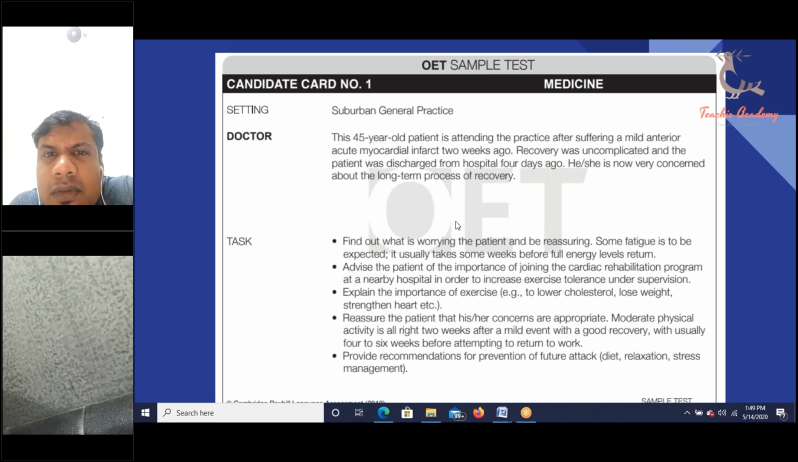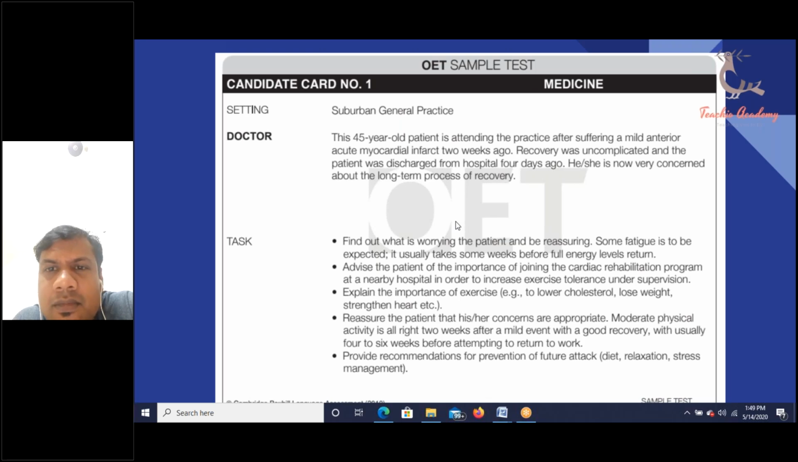Guys, please type in yes when you're done making notes for this task, and then we'll discuss how we'll go through this task as an example.